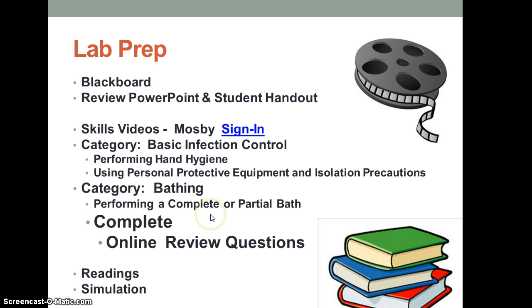Now, some of you are familiar with this. You do need to review it, and everyone needs to complete the online review questions, and you need to get a grade of 90 or above in order to come to lab. Now, this is our first lab, so I'm going to give a pass to everybody on this one because some people might have some issues and that sort of thing. But starting with lab 2, you must have your videos and online review questions done in order to attend lab. There are readings and simulations that are going to go along with this lab, and you can find out more information on those in your student handout.